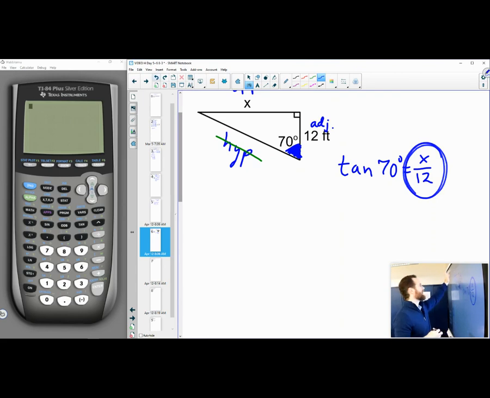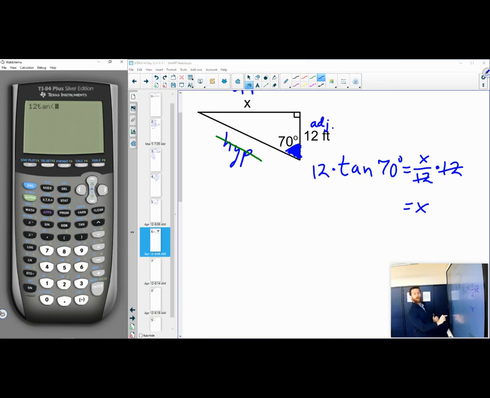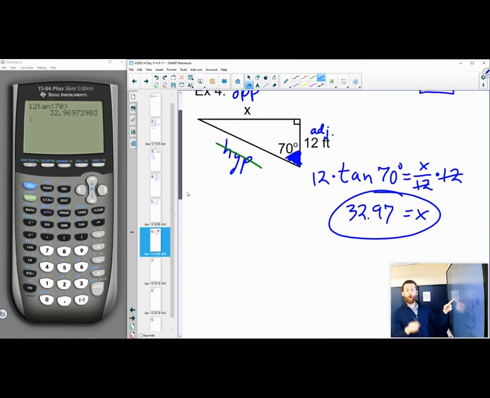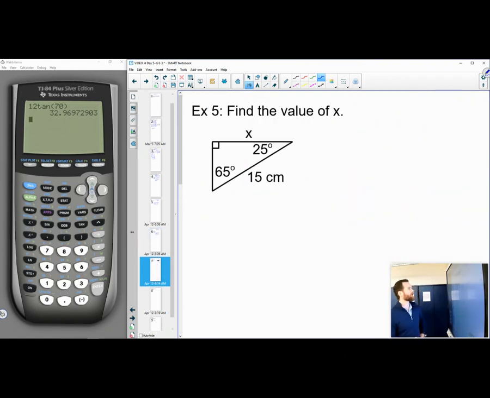X divided by 12, cancel out that division, multiply both sides by the denominator. Here the denominator is 12. So we multiply by 12 to cancel that out, and we can type this right into the calculator. 12 times tangent of 70, and I'll close my parentheses this time just to try and be a good example, and we get 32.97. 32.97 is our answer for example 4. Hopefully you got that one on your own. Let's take a look at another one.